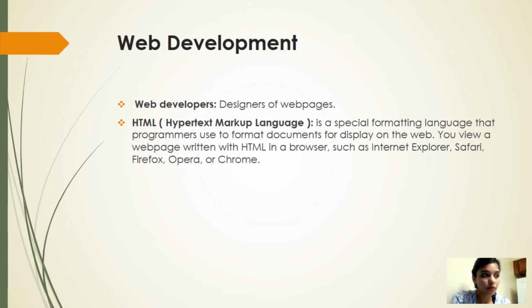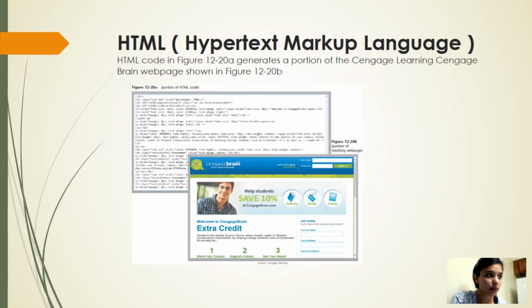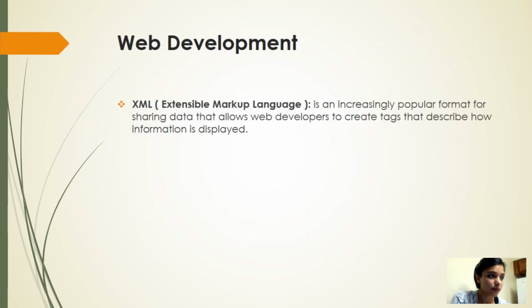And the web development, lastly, is where web developers design web pages. They use hypertext markup language, which is a formatting language that programmers use to format documents for display on the web. And that is an example of how hypertext markup language works. They also use XML, which is extensible markup language. It's an increasingly popular format for sharing data that allows web developers to create tags that describe how information is displayed.